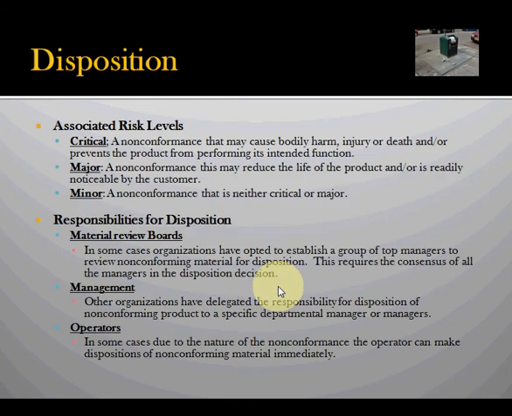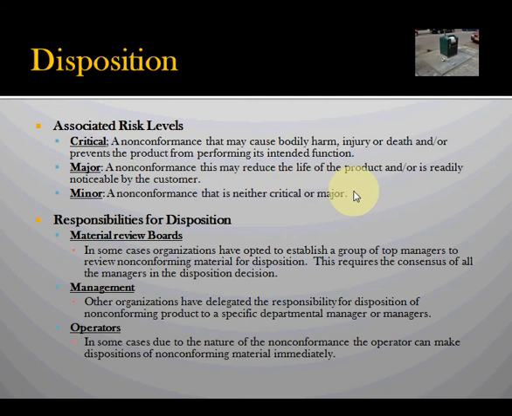Disposition. Recognize that not all specifications or requirements are created equal. There are some critical specifications, and those are if we don't meet those, it'll cause bodily injury, harm, or death, or prevent the product from performing its intended function. A major specification is one where if we don't meet it, it will reduce or wear out the product quickly and it's readily noticeable by the customer. Minor is none of the above. It's either critical or major.